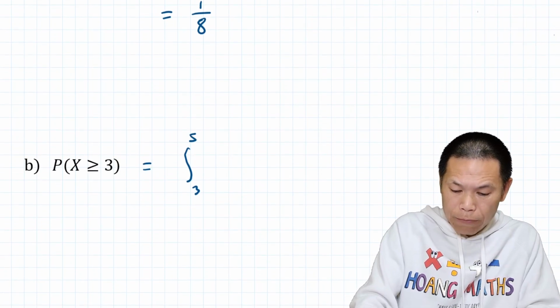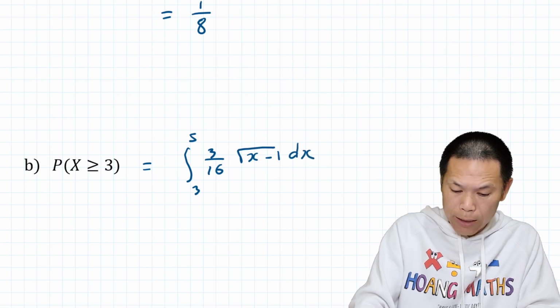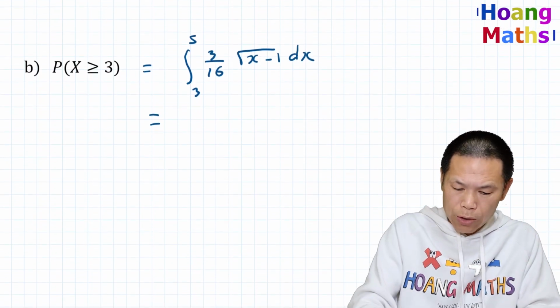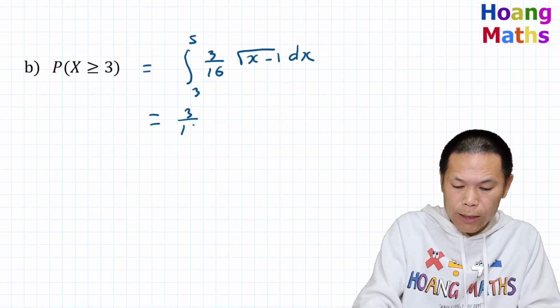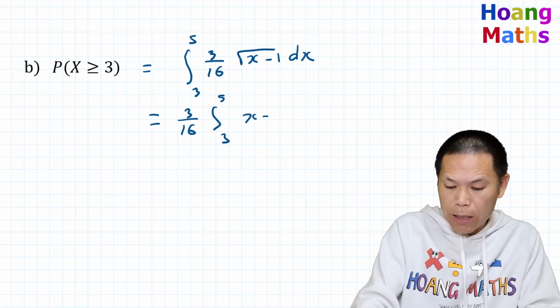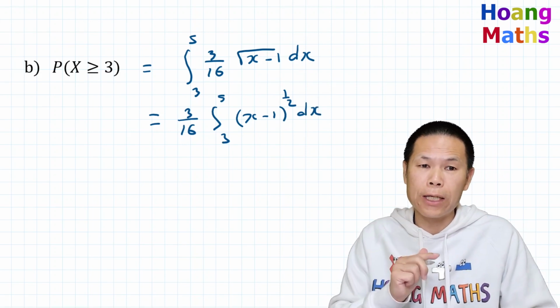And then the function is 3 over 16 square root of x minus 1, with respect to x. So now, of course, I write in the simplest form. So take the 3 over 16 out, integrate 3 to 5, x minus 1 power of a half. I just rewrite in a different form. That's all it is. Okay, now I integrate this.